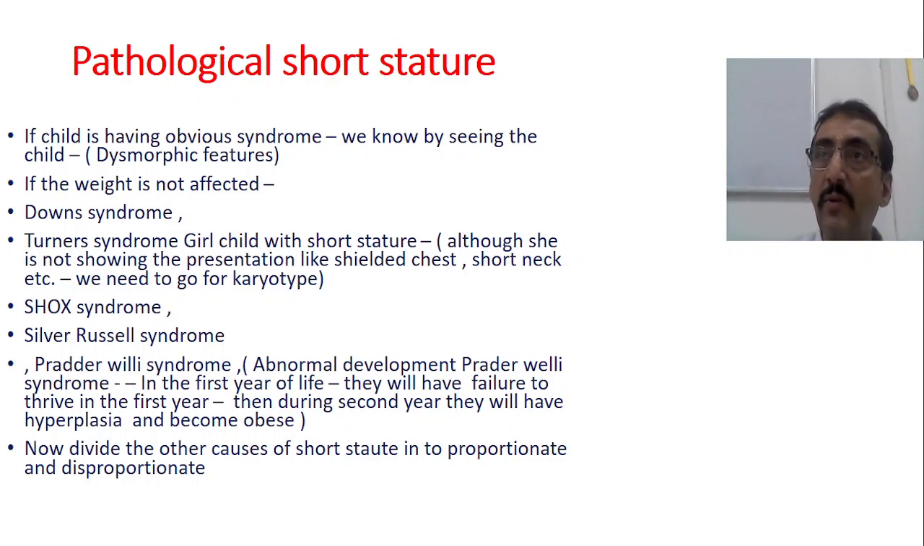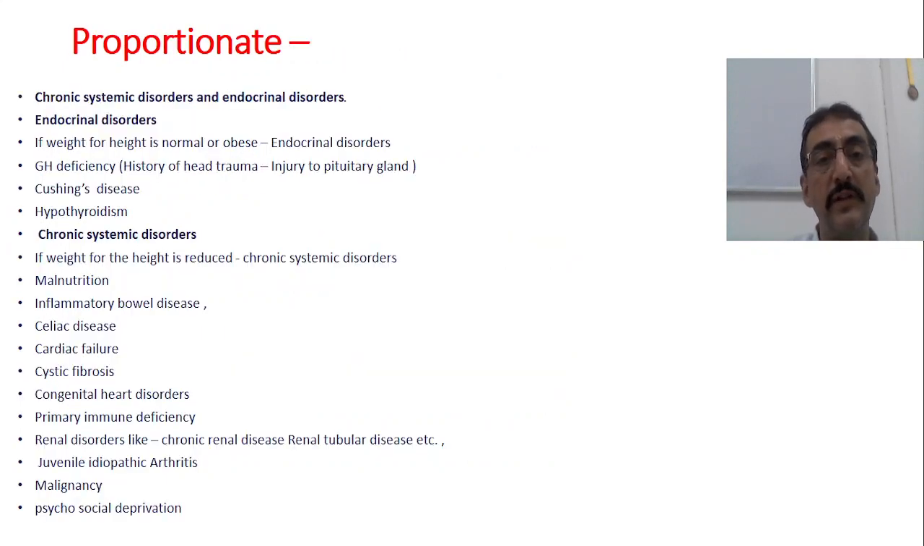2 साल के बाद वो suddenly obese हो जाता है. ठीक है, शुरू में जो है वो थोड़ा ठीक ठाक रहता है या कम रहता है उसका weight. That is very typical of Prader-Willi syndrome. Now divide the other causes of short stature into proportionate and disproportionate.